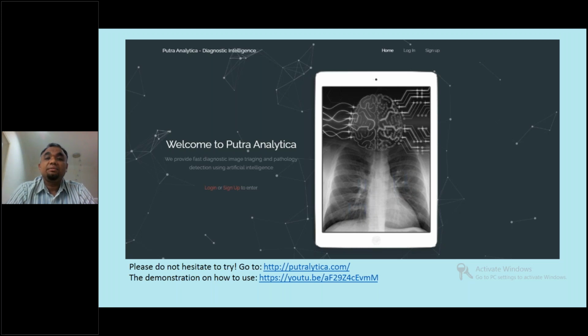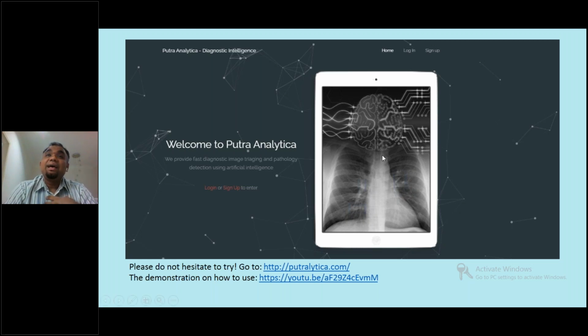So let's say this is for general radiography. If you have a chest X-ray, you can upload the chest X-ray images into this software, and the software will tell you whether this chest X-ray is normal or abnormal. Unfortunately, it won't give you information on what kind of disease. So it's basically from our student's work.